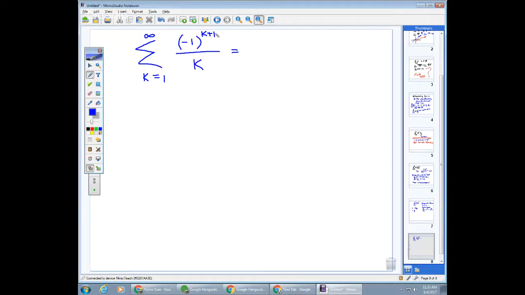If k is 1, I get -1 squared over 1, which is 1. If k is 2, I get -1 cubed, which is a negative, so that would be 1/2. If k is 3, I get an even power on the -1, so it's going to be positive. So that's going to be 1/3. So I have 1 minus 1/2 plus 1/3 minus 1/4 plus 1/5, and so on. This is the alternating harmonic series.